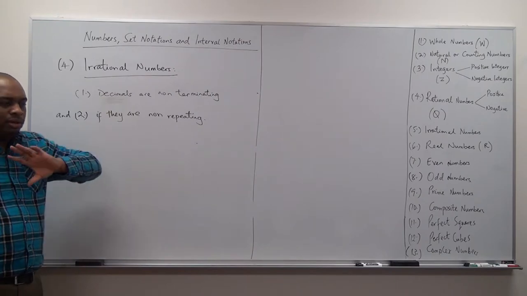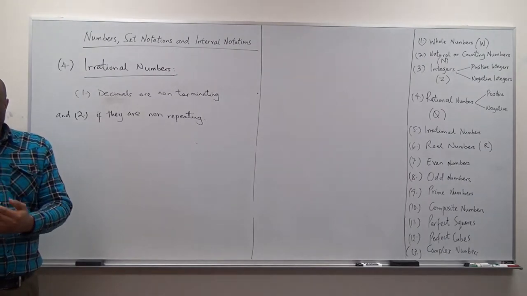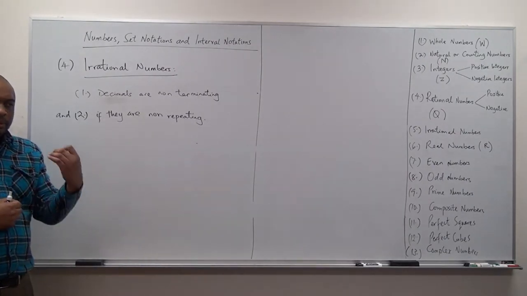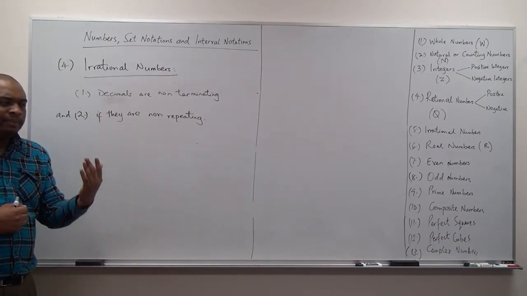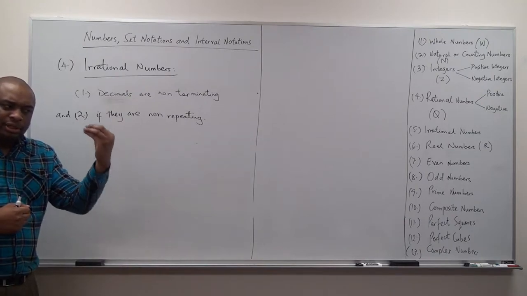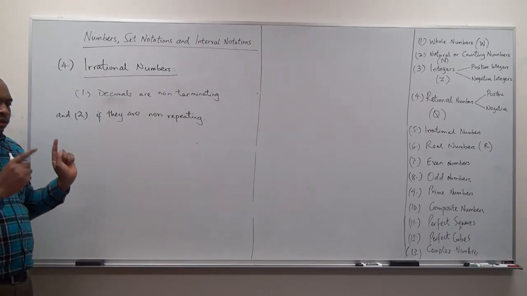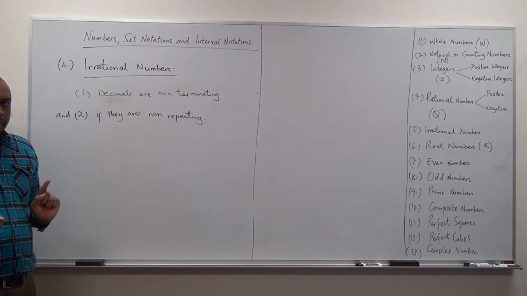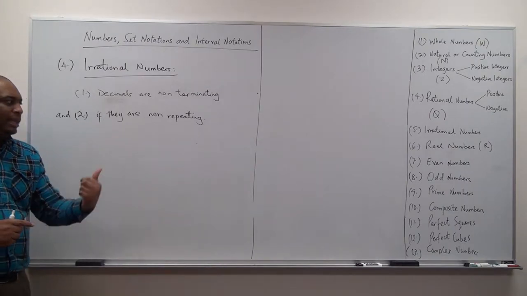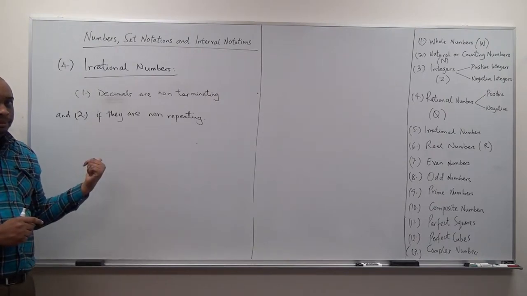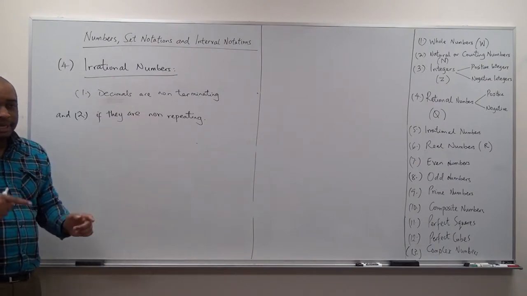Now, I want you to observe the difference between rational numbers and irrational numbers. For rational numbers, if you write a number as a fraction, you divide the number. If the decimals do not terminate, if they go on and on, then you check whether they are repeating or not. If they are repeating, then they are rational numbers. If they are not repeating, then they are irrational numbers. If the decimals terminate, they are rational numbers.